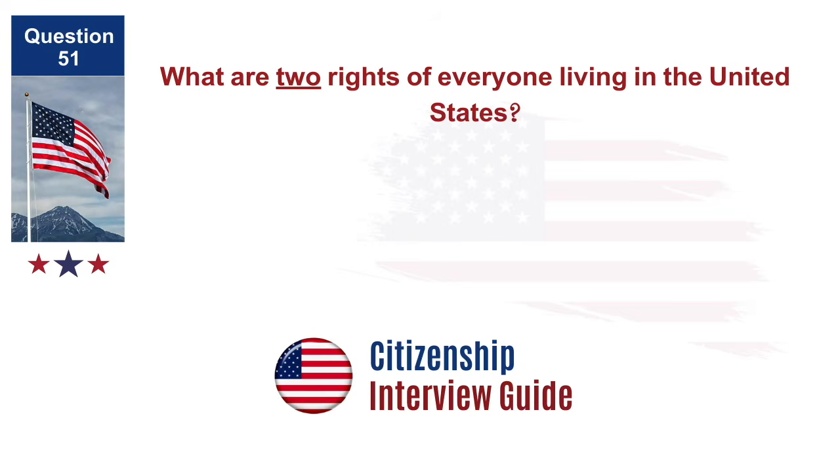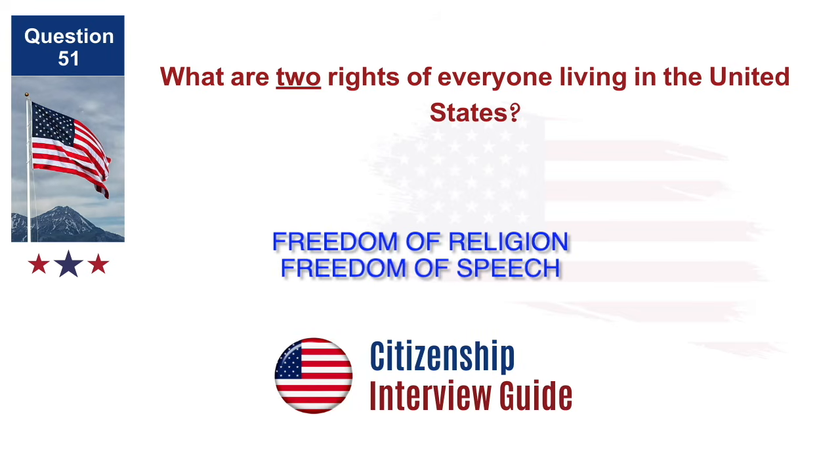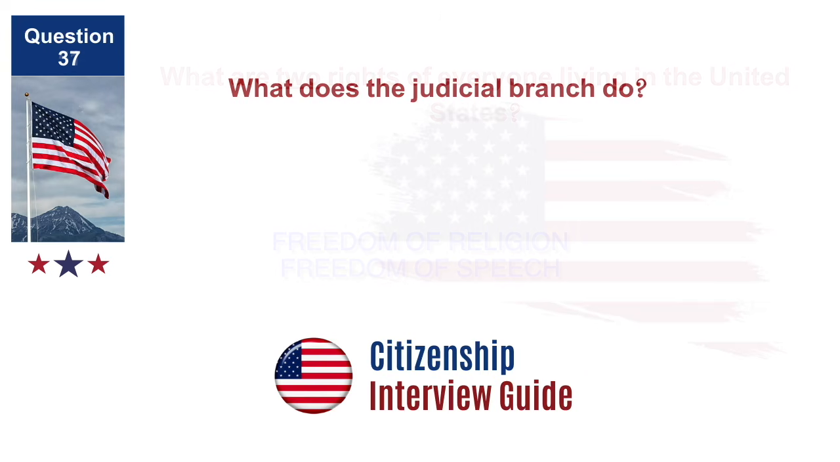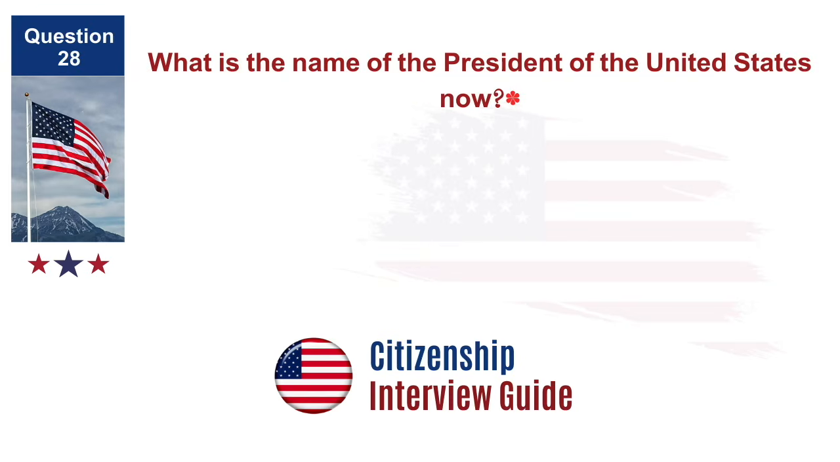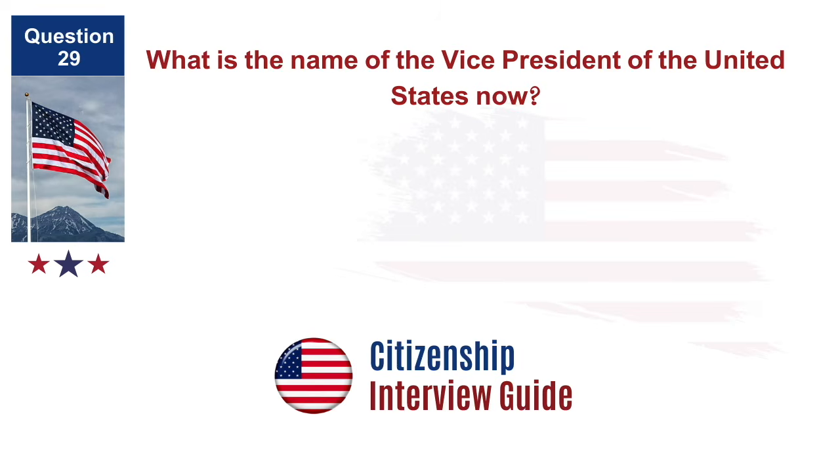What are two rights of everyone living in the United States? Freedom of religion. Freedom of speech. What does the judicial branch do? Reviews laws. What is the name of the President of the United States now? Donald Trump. What is the name of the Vice President of the United States now? J.D. Vance.